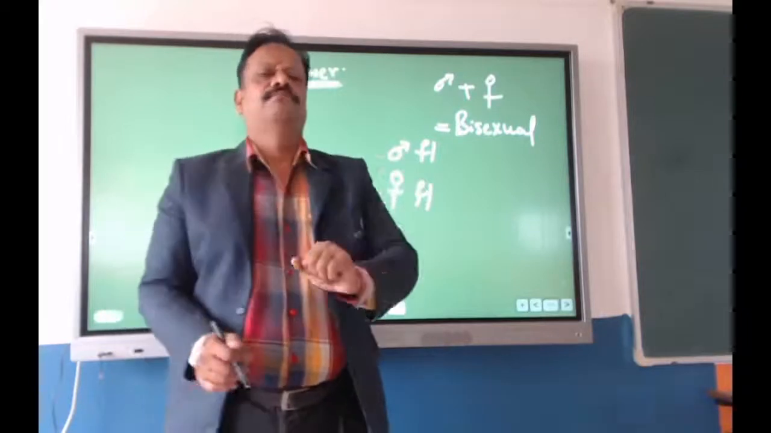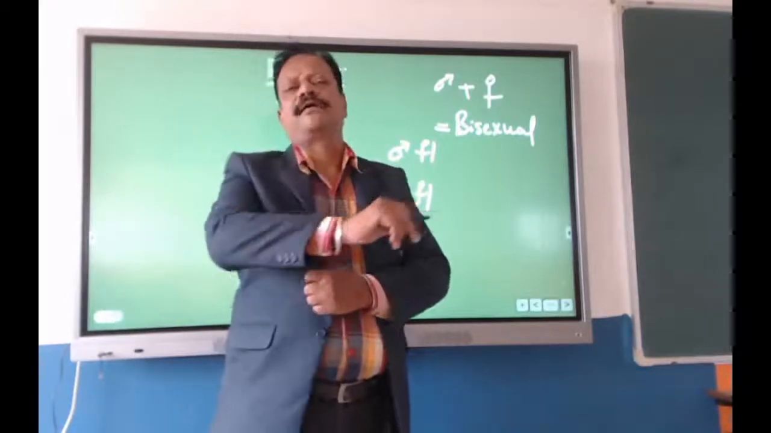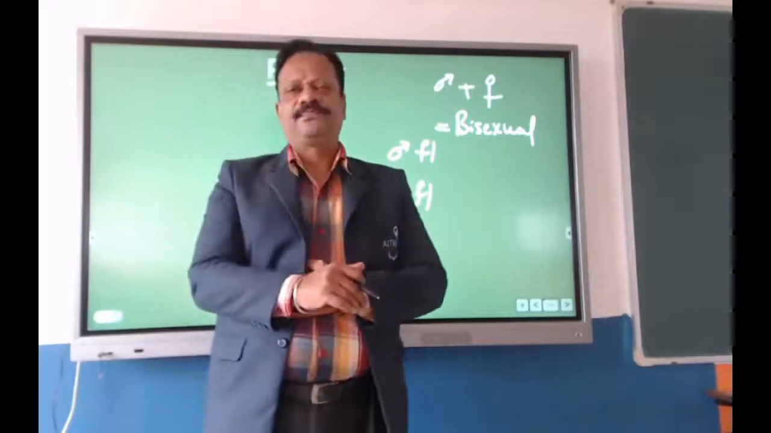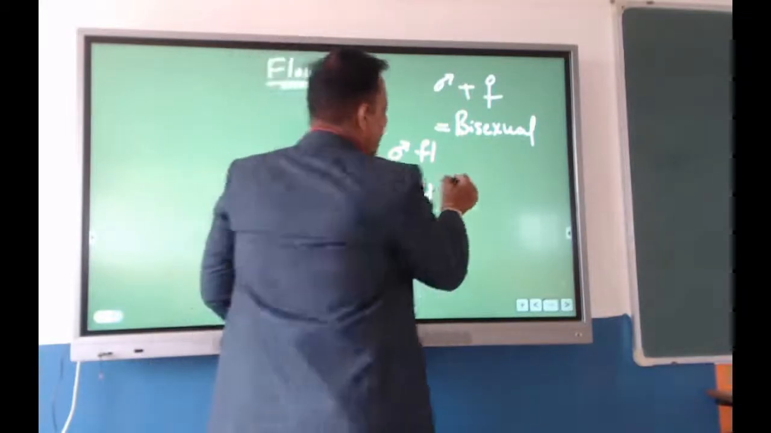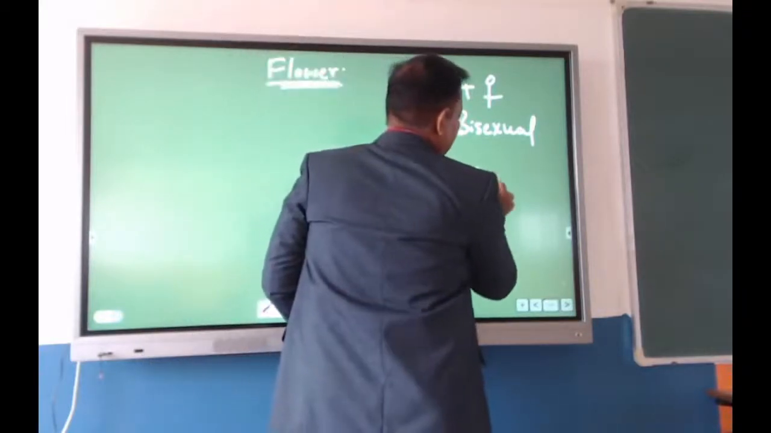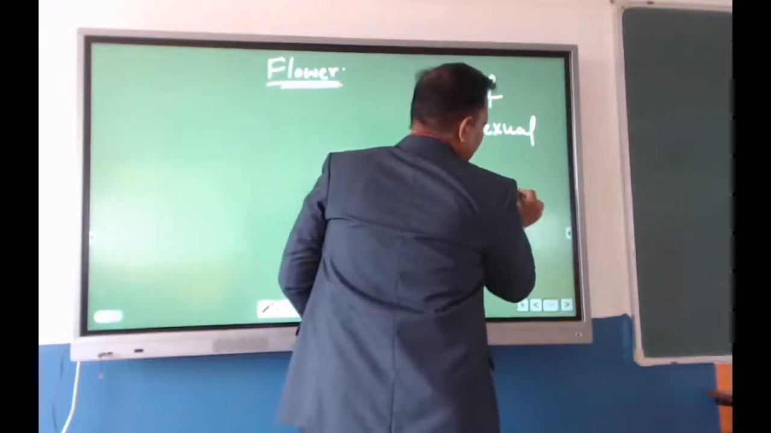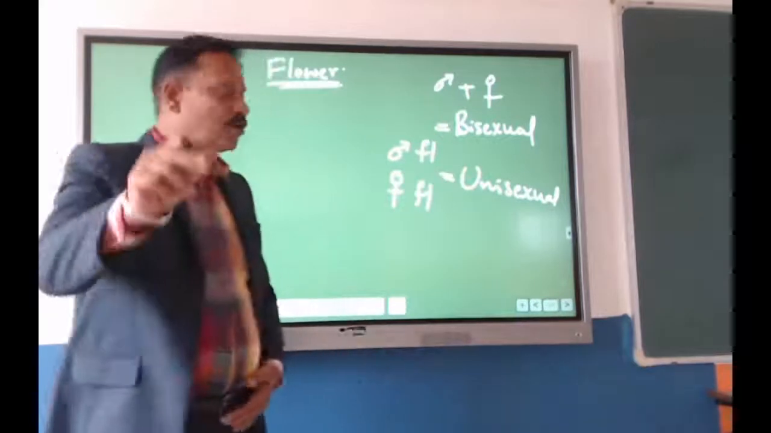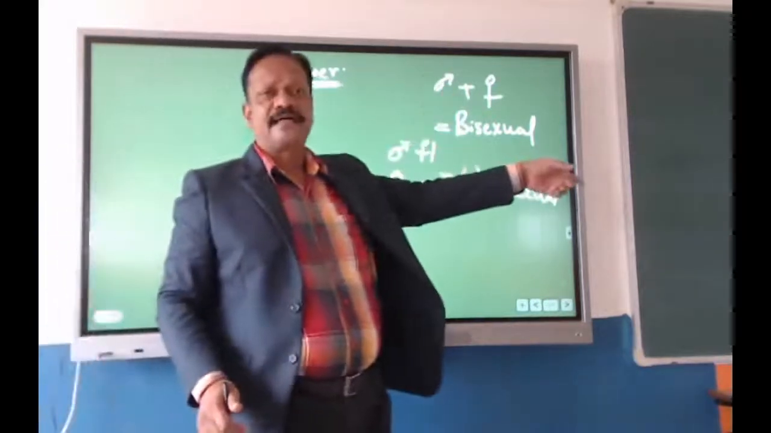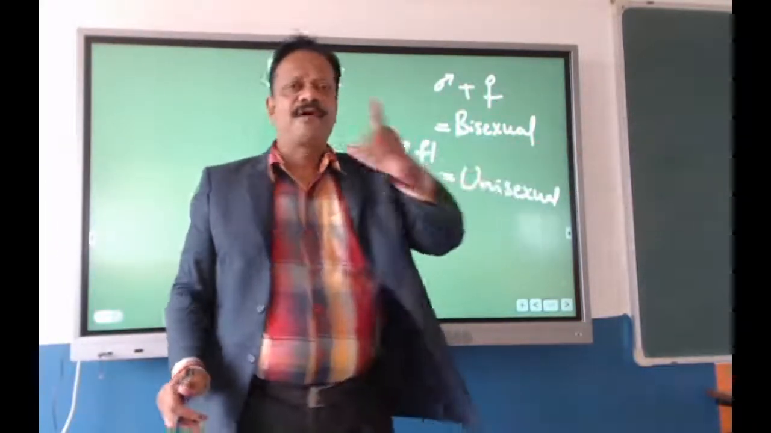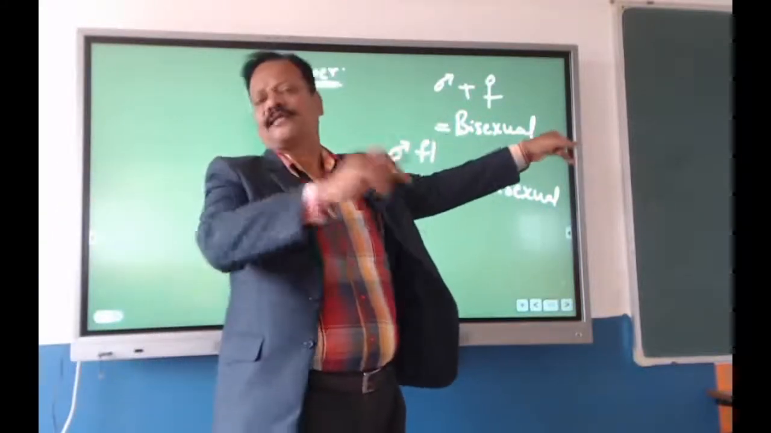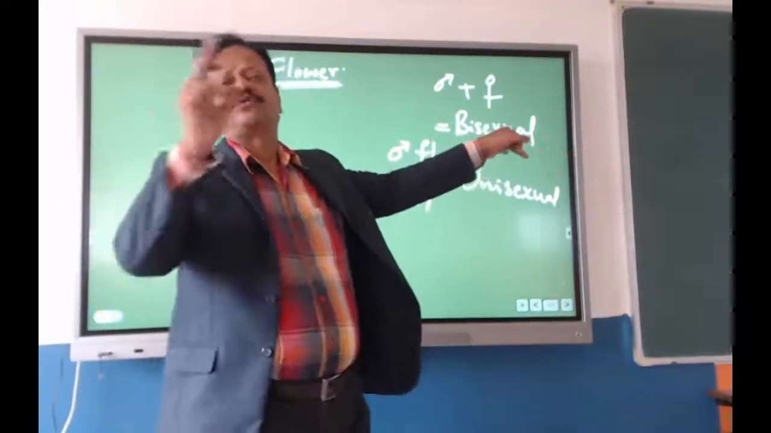Only one reproductive part, that is male or female. Then such type of plants you are calling them as unisexual plants. If suppose the flower is containing male and female reproductive parts in one flower, then you are calling that plant as bisexual plant, flower as bisexual flower.